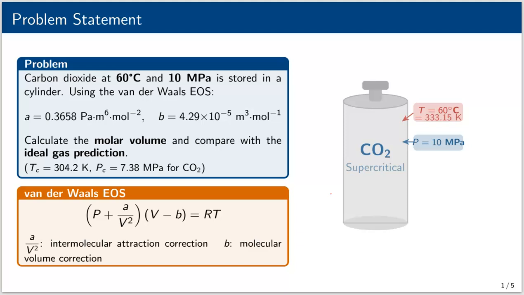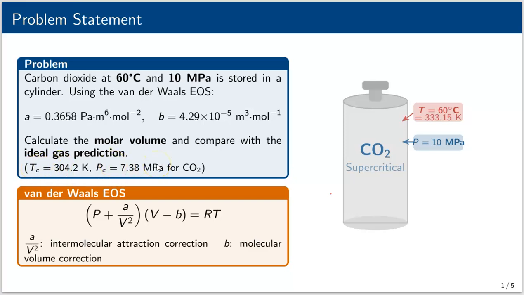Carbon dioxide at 60 degrees Celsius and 10 megapascals is stored in a cylinder. Using van der Waals equation of state, a is given as 0.3658 Pascal meter to the power 6 per mole squared, and b is given as 4.29 times 10 to the power minus 5 meter cube per mole. So now from here, calculate the molar volume and compare with the ideal gas prediction. So Tc and Pc are given.